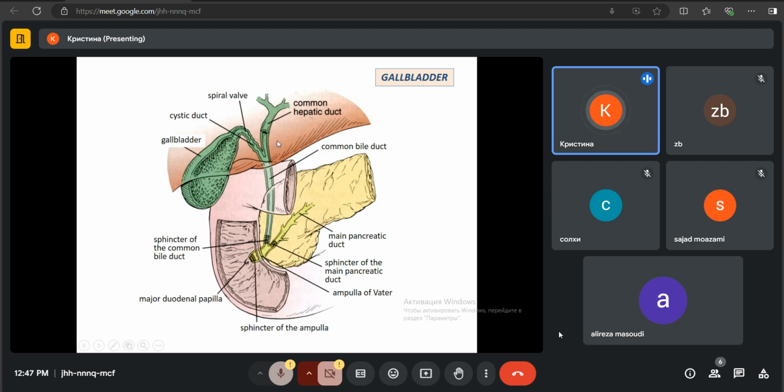It is needed because the liver produces bile constantly, but the bile itself should come to the duodenum through the system of the ducts, and it is needed for the digestion process.